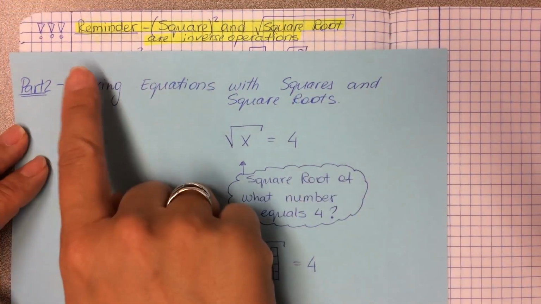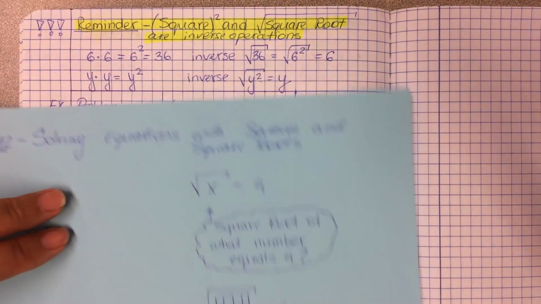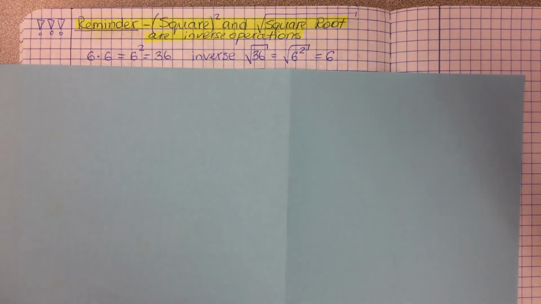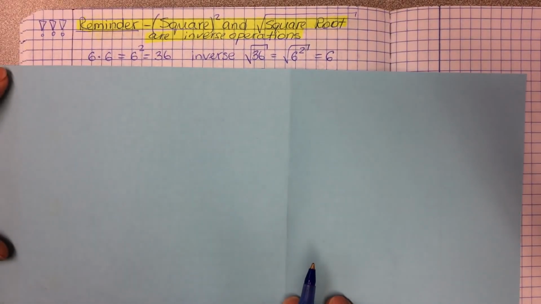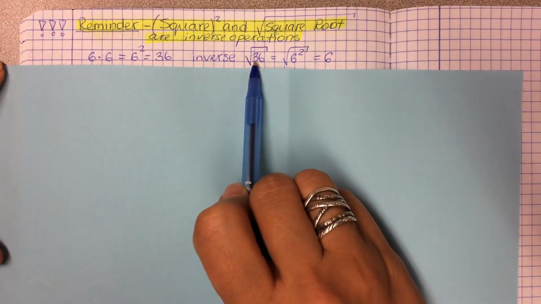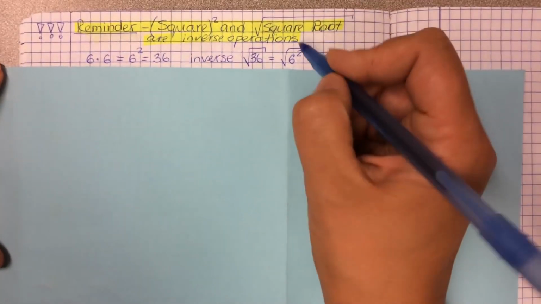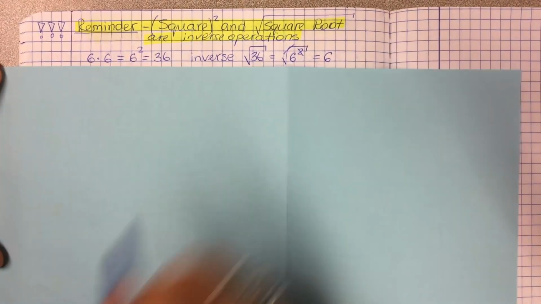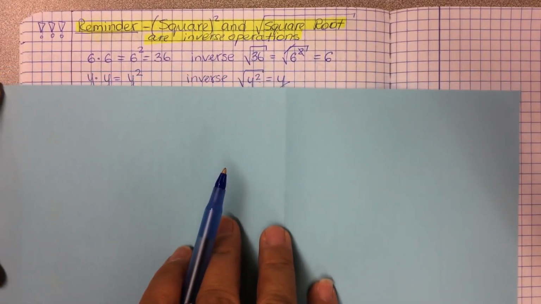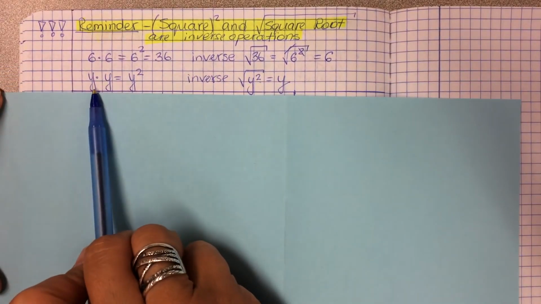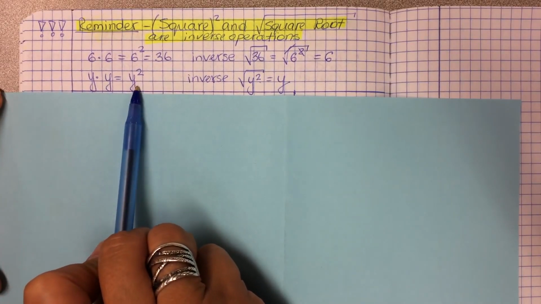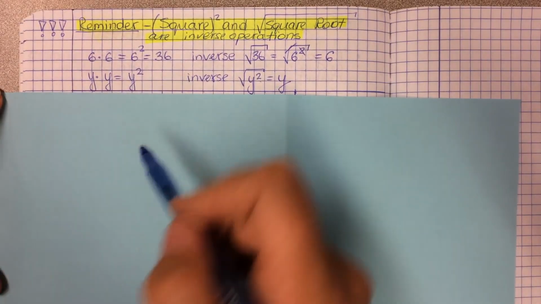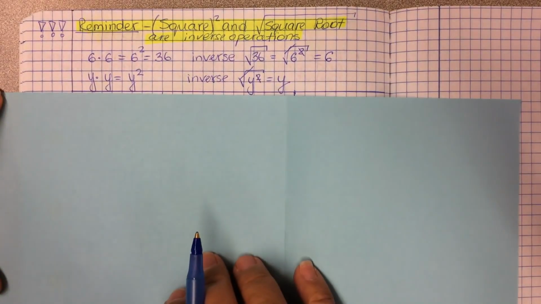As a reminder, square root and square are inverse operations. When we looked at 6 times 6, a number times itself is 6 squared, which is 36. The inverse will be square root of 36, which is square root of 6 squared, where square root and square cancel each other. Therefore, square root of 36 equals 6. For variables, the same idea. A number times itself is called number squared. To inverse that, square root of y squared will be y, because square root and square are inverse operations. They cancel each other.